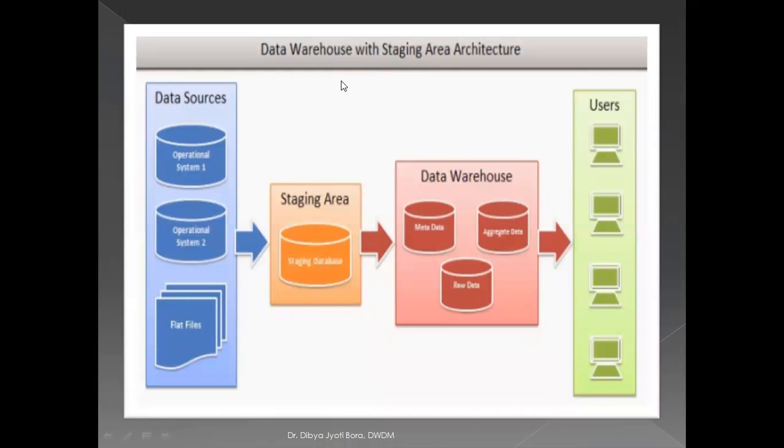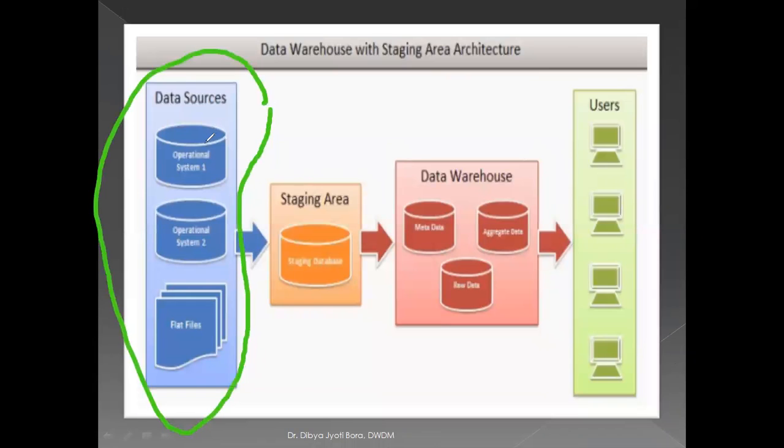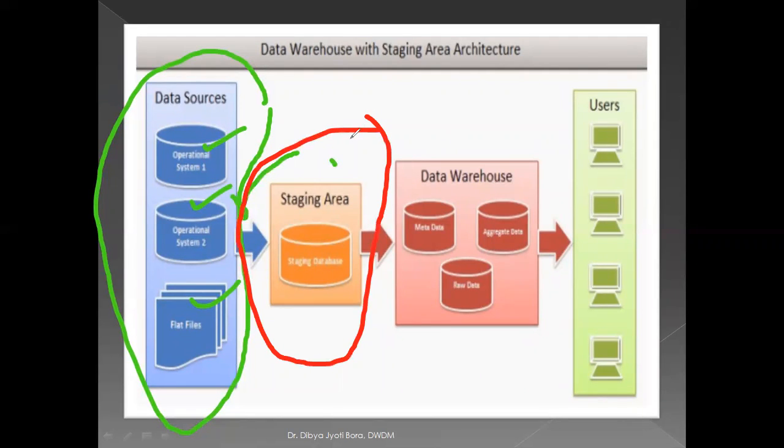Now look at this diagram. Data sources: operational system 1, operational system 2, flat files. Okay, from different sources, we are collecting the data. Now we are keeping them in this staging area. We have landed these data in the staging area. Okay, then we perform that cleansing process.